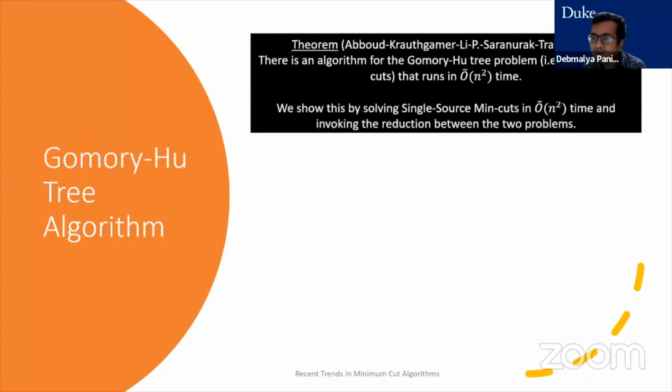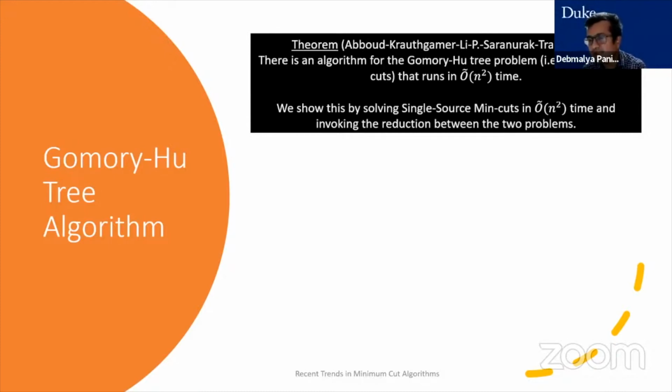So again, in very recent work, we managed to improve this. In particular, we show that there is an algorithm for the Gomory-Hu tree problem. It constructs a Gomory-Hu tree, thereby solving both all pairs min cuts and single source min cuts. So there's an algorithm for this problem that runs in O tilde n squared time.